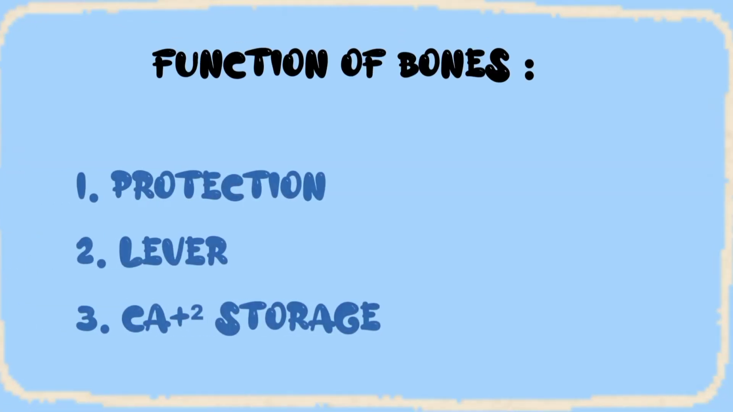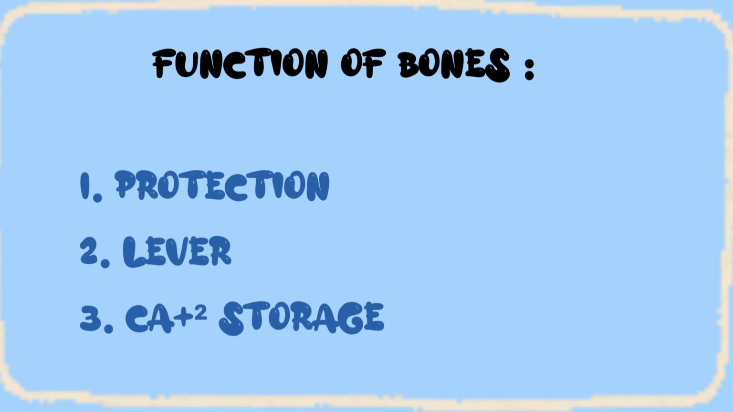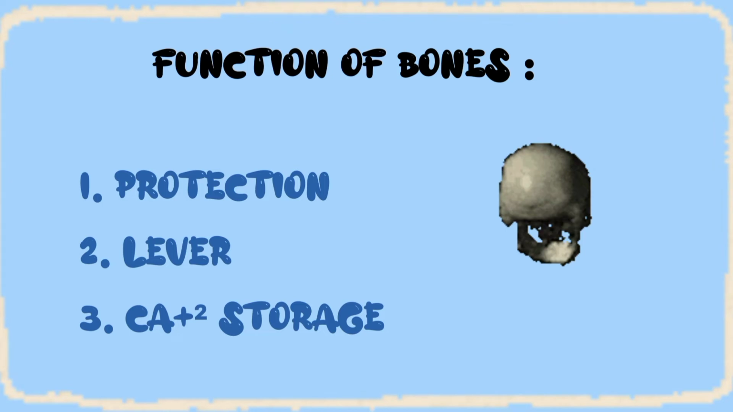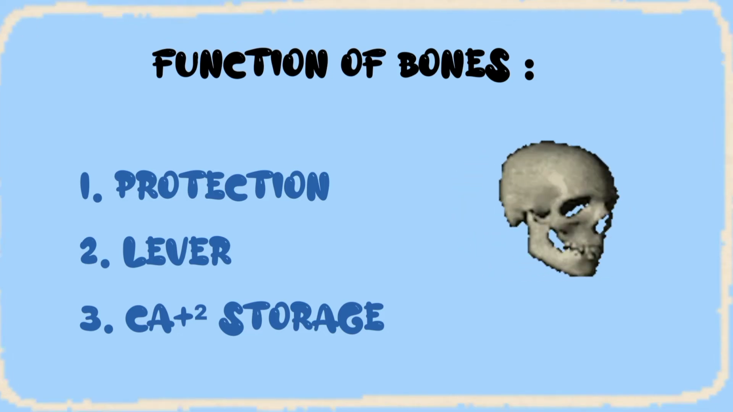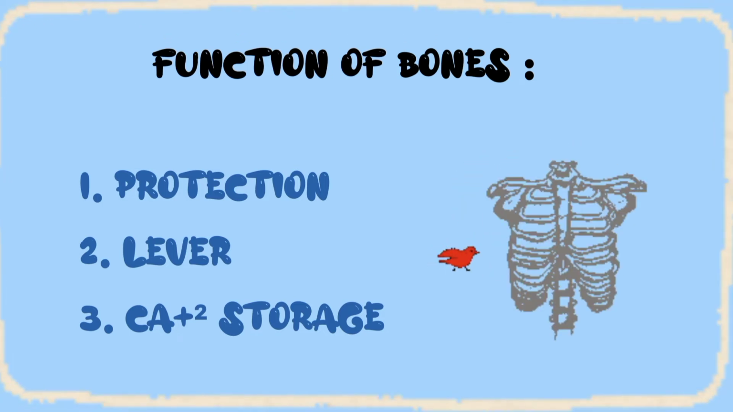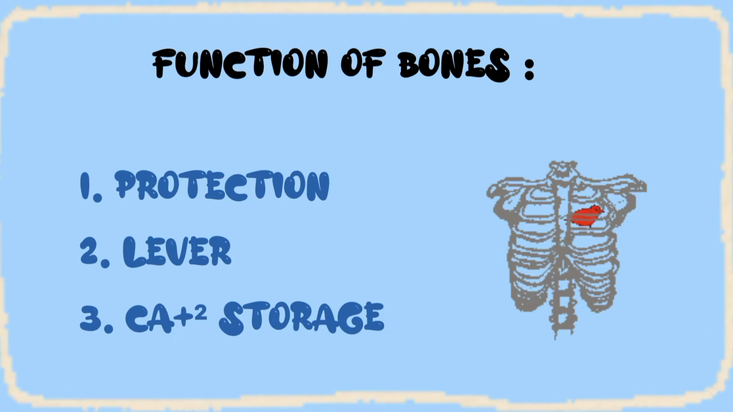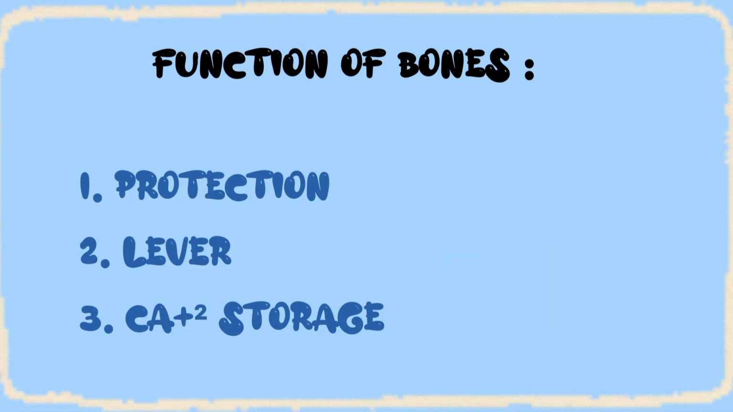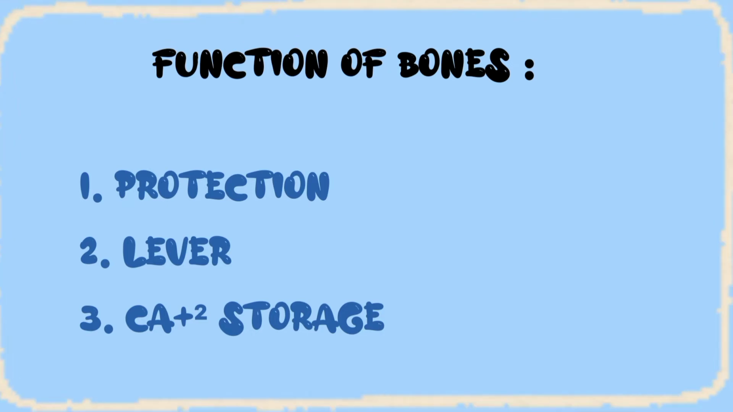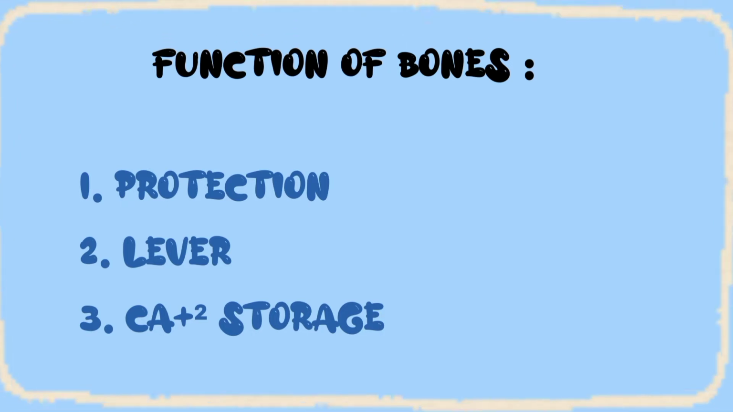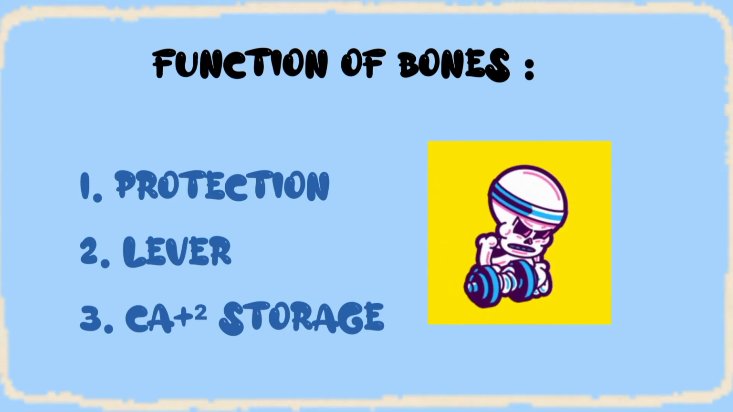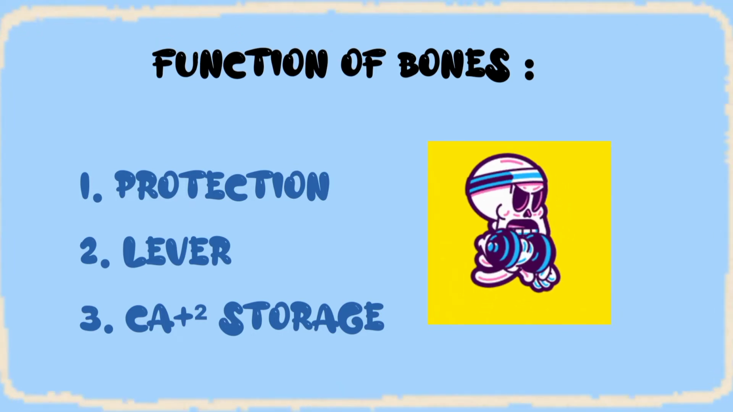So let's talk about the functions of bone. Number first is protection. We all know very well that the skull and the vertebral column provide protection to the brain and the spinal cord. We know that the rib cage provides protection to the heart and the lungs from any damage or injury. Number second is the lever. We know that long bones, like those in our arms or our limbs, act as levers. They are used to lift things.